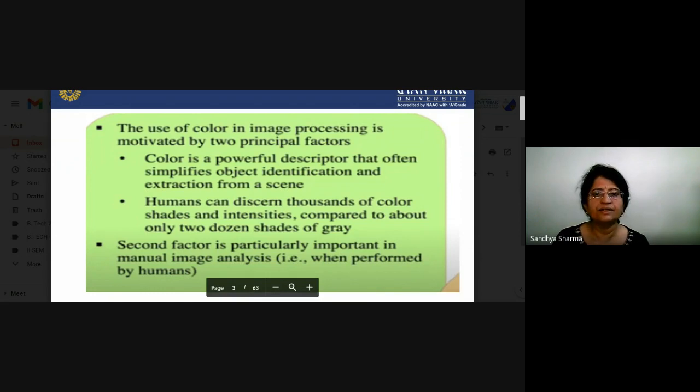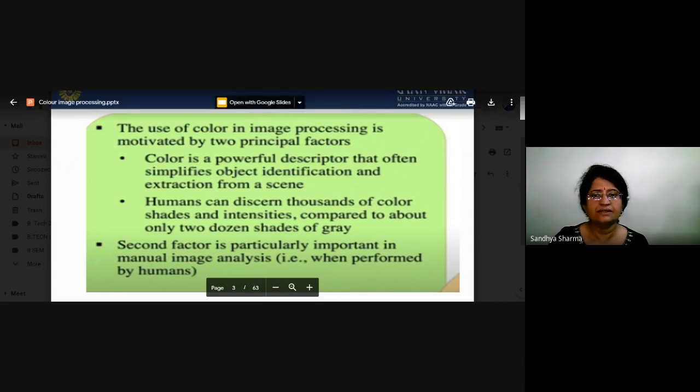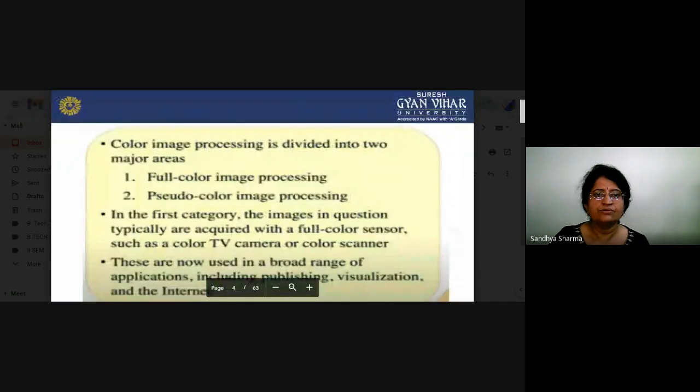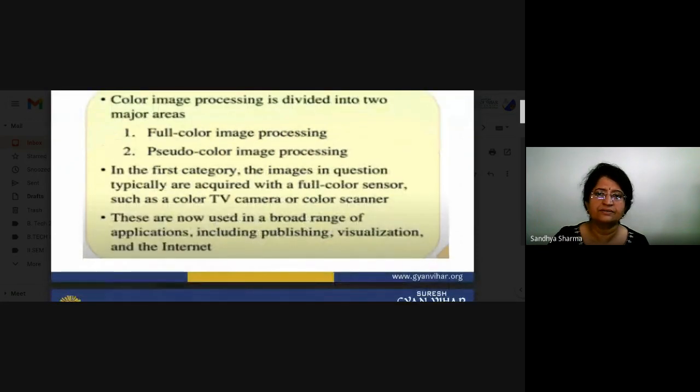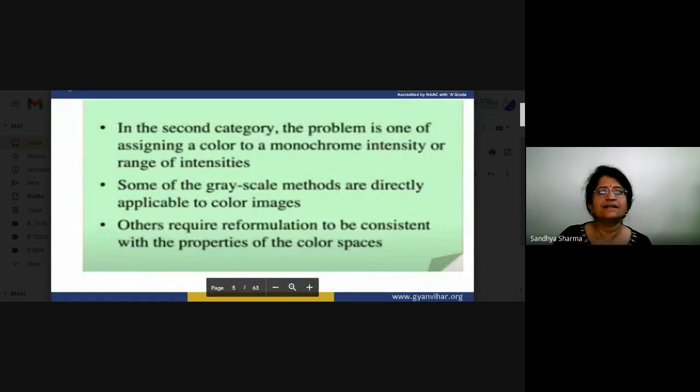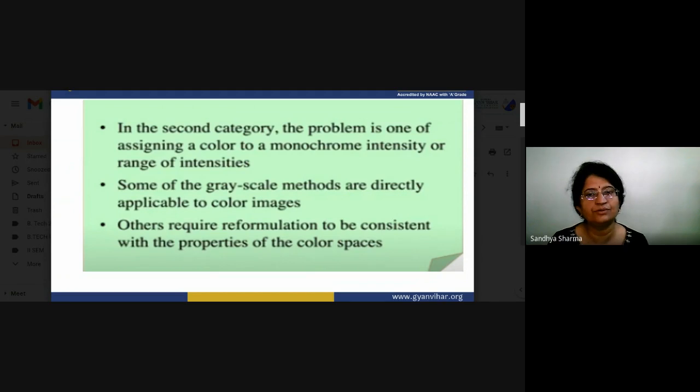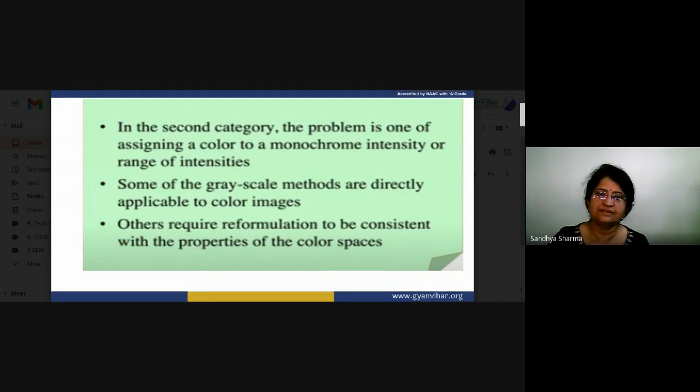The second factor is particularly important in manual image analysis, that is, when performed by a human. Now, first of all, we will discuss color image processing, which, as we have already seen, is divided into two parts. In the second category, the problem is one of assigning a color to a monochrome intensity or range of intensities. Some grayscale methods are directly applicable to color images, and others require reformulation to be consistent with the properties of the color spaces.